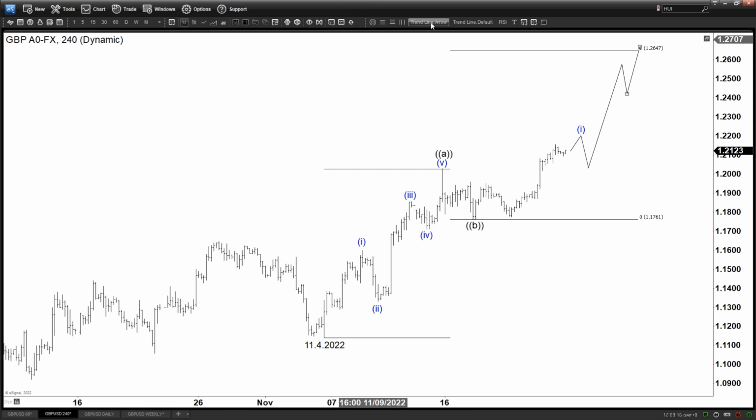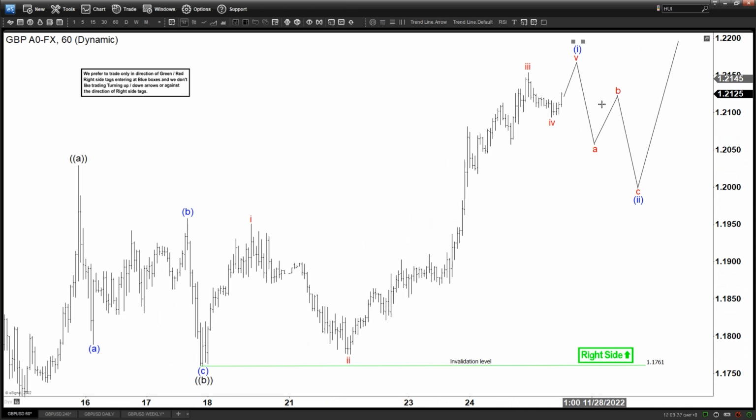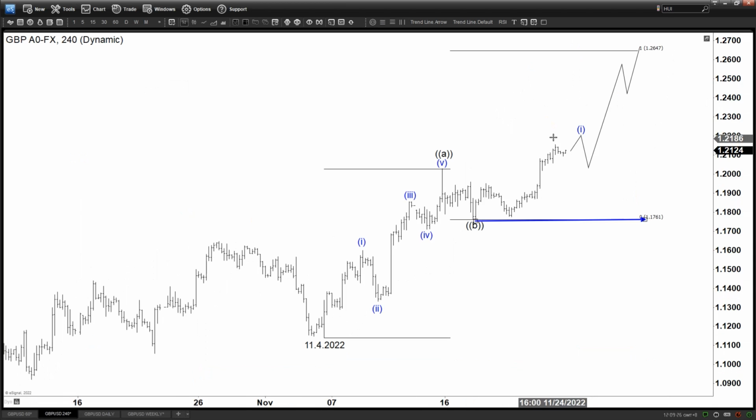And the shorter cycle is very simple. As long as we stay above this B, which is this B here, then we should be looking to continue to go higher. Potentially it can go as high as 124, right? But it should be a 5 wave structure up from the B here. So it's very simple and straightforward, right?